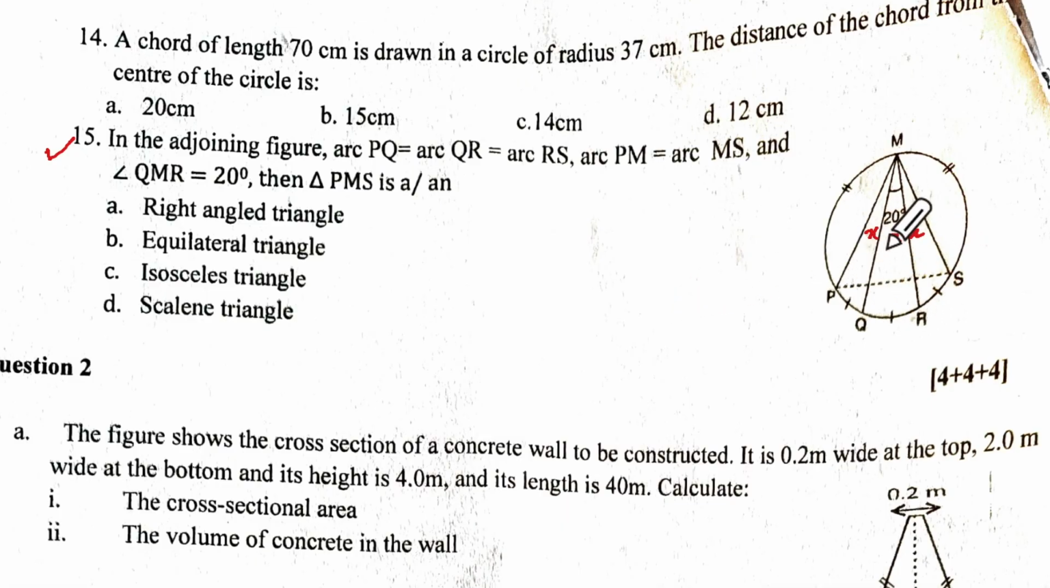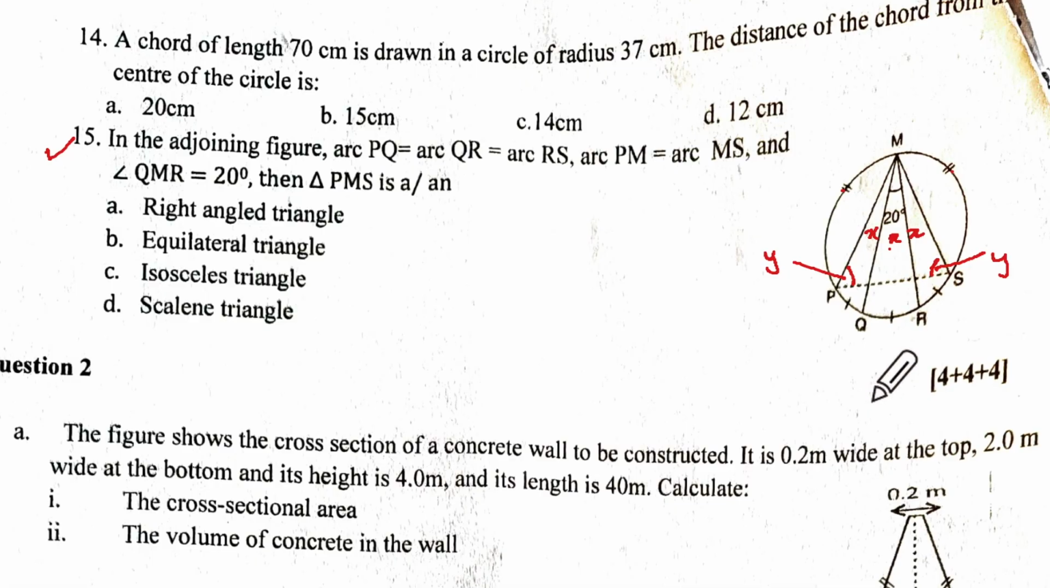What is the reason for calling them x each? Equal arcs subtend equal angles at the circumference, correct? Now, what are they telling you? Arc PM is equal to this, so this one will subtend this angle. This will be y. And this one will subtend this angle. This will be y. Again, equal arcs subtend equal angles at the circumference. Understanding?